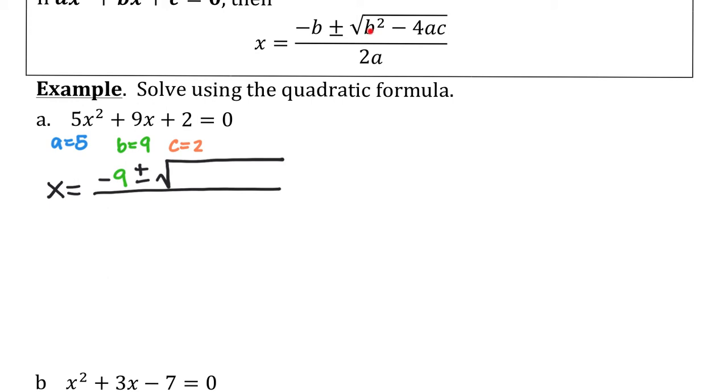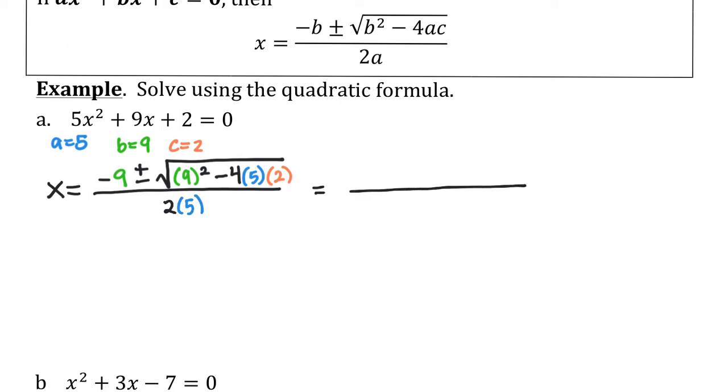Inside the radical, it has b squared. What is b? b is 9, so it's going to be 9 squared. And then from there, it goes minus 4 times a times c. So minus 4 times a is 5, times c, c is 2. Then in the denominator, 2 times a. So the denominator is 2 times a, a is 5, so I'm going to plug in 5. Now it looks really bad, but from here all we have to do is simplify this expression and then see what our answers are.